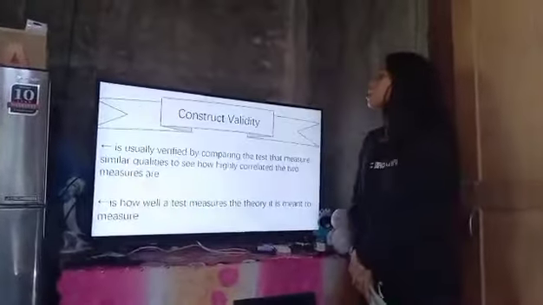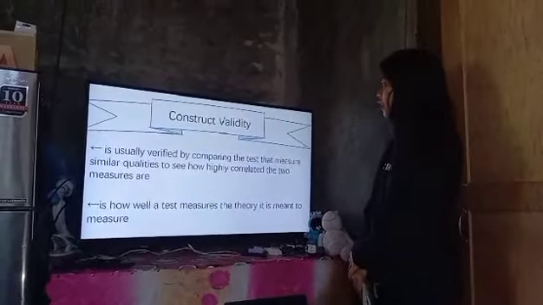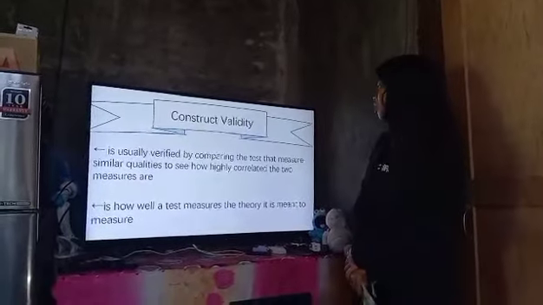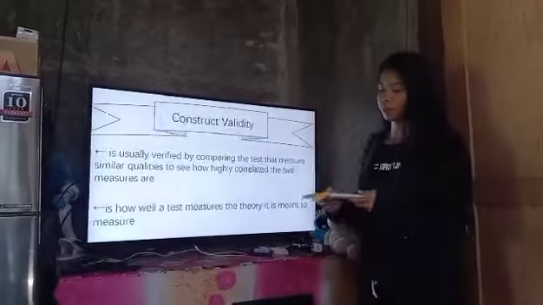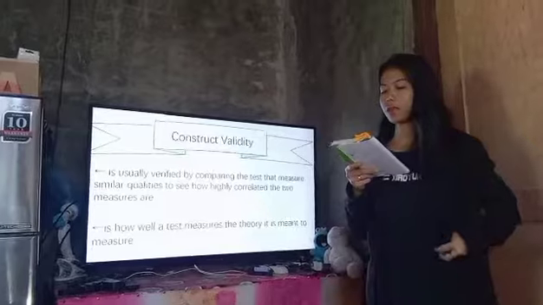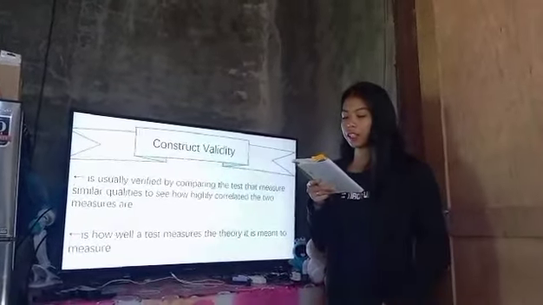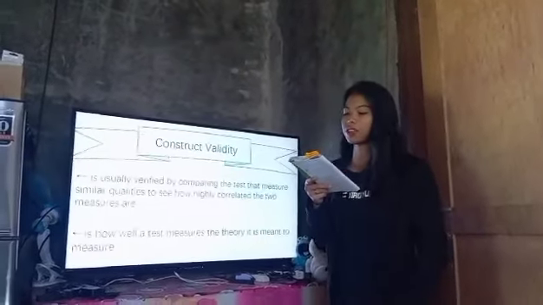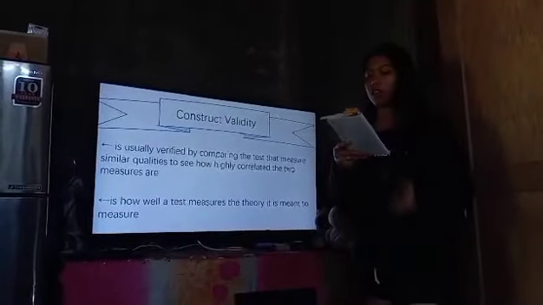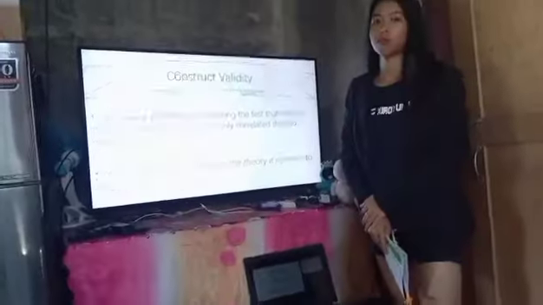Construct validity is usually verified by comparing the test to tests that measure similar qualities to see how highly correlated the two measures are. It is how well a test measures the theory it is meant to measure. This concept has two related parts. A construct is an idea that has related parts based on a theory, but it is not a physical thing. Depression, anxiety, and stress are all psychological constructs.